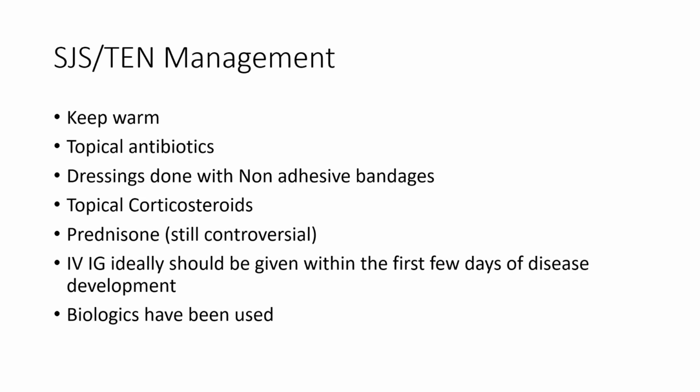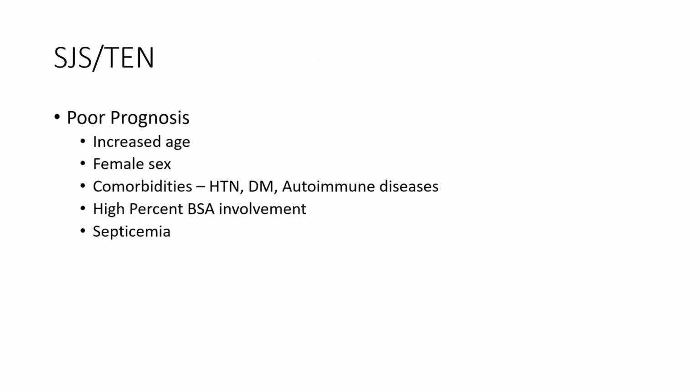The use of prednisone is still controversial because it hasn't truly been shown to be the most beneficial way to treat it. However, this is what we have readily available out here, so we tend to give patients prednisone. IVIG is readily available in the public sector, but very expensive to use in general if you're in the private setting. It is recommended to give it within the first 3 to 5 days of development of the rashes. Biologics have also been used, especially abroad.